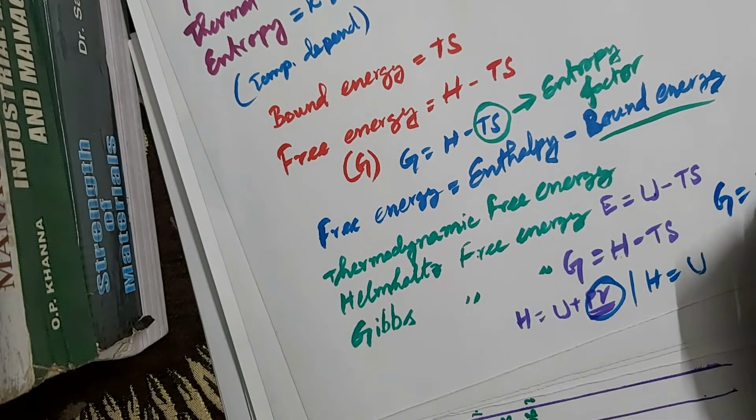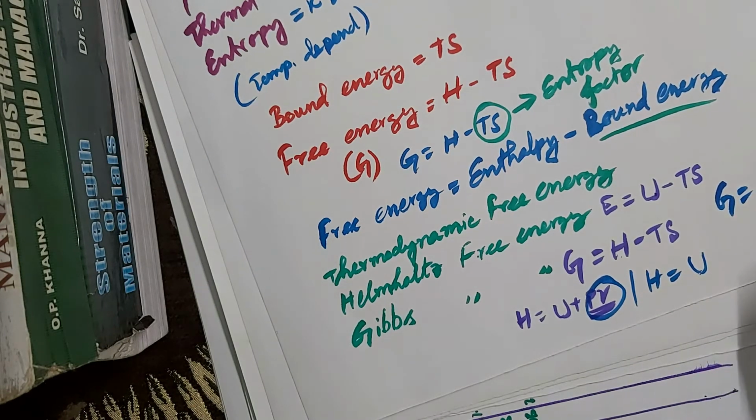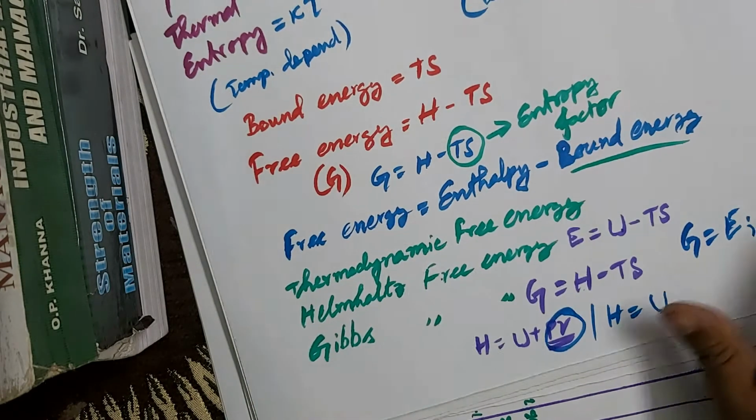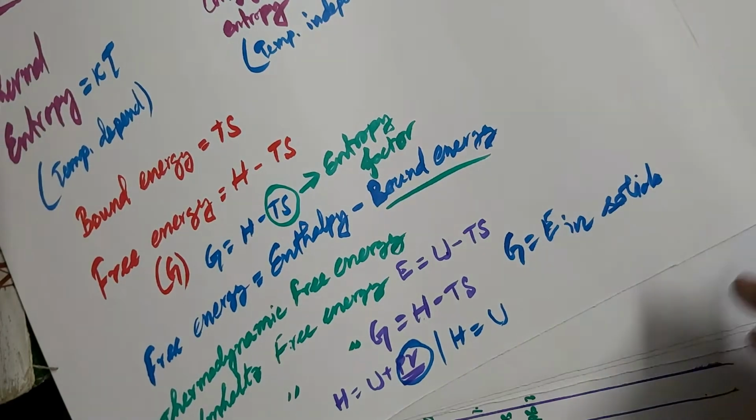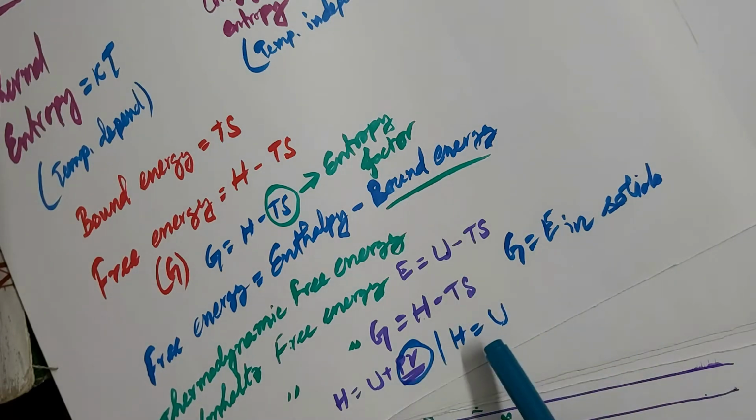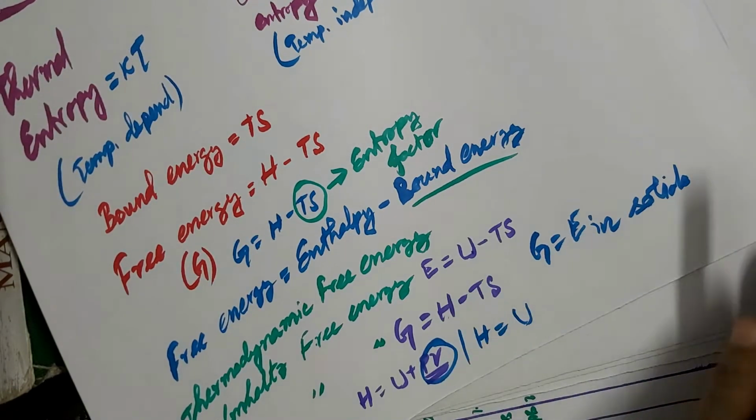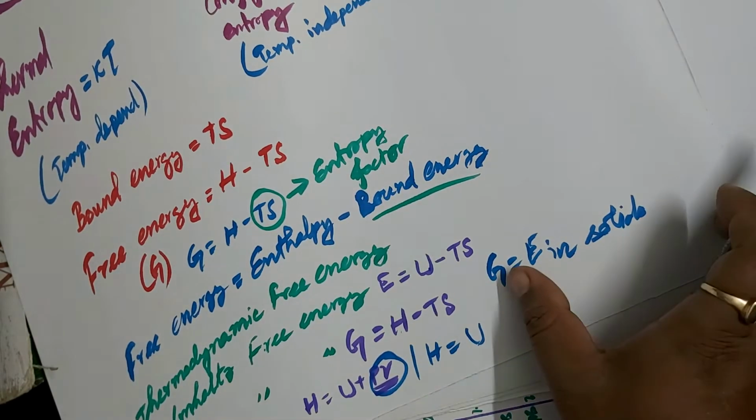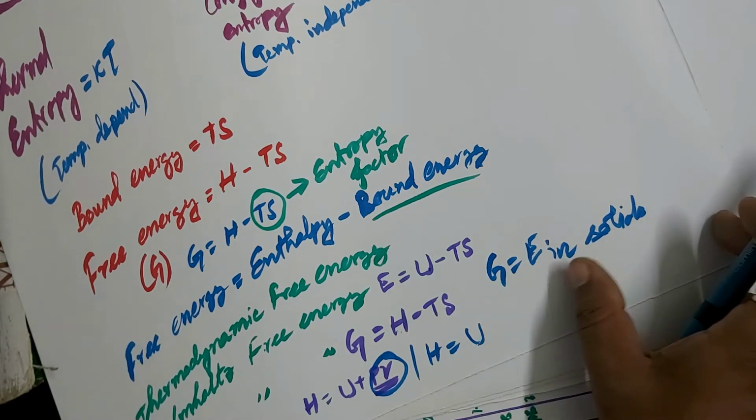G is equal to E in solids. As for solids, PV is negligible and H is equal to U. So we can write that G is equal to E, or Helmholtz free energy is equal to Gibbs free energy in case of solids.